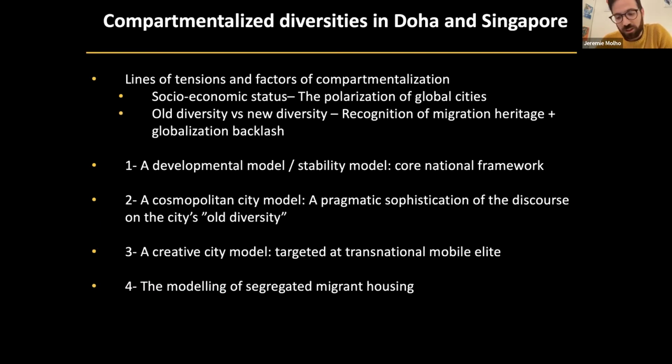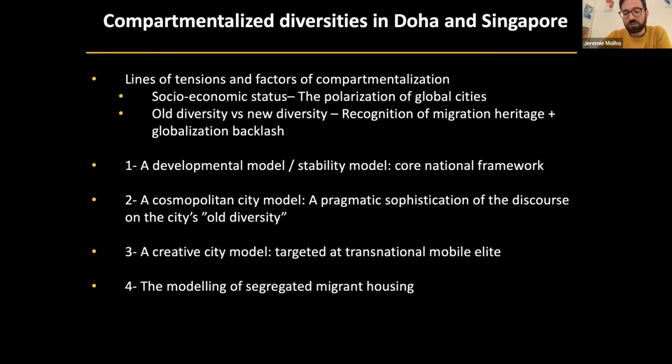But underneath this image of diversity management model lies a compartmentalized diversity governance framework divided along lines of tensions. First, as the global city literature has stressed, these cities show high levels of polarization between privileged elite and marginalized working class. And in addition, there's a contrast in both cities between, on the one hand, an increased recognition of the city's old diversity, the celebration of the migration heritage of the national population, and on the other hand, the increasing logic of exclusion of new diversity, in particular low-skilled migrant workers.